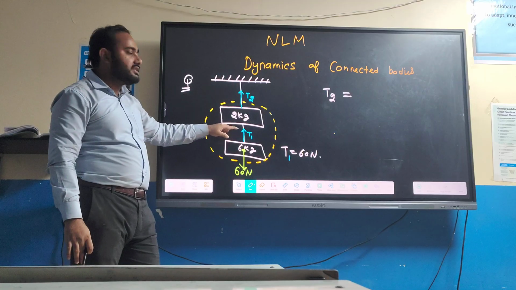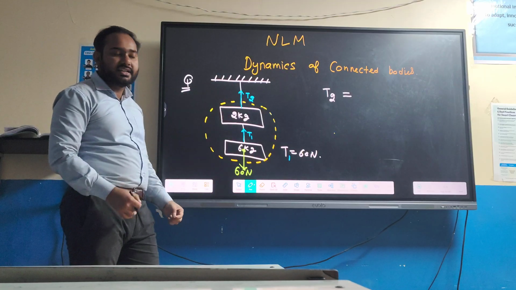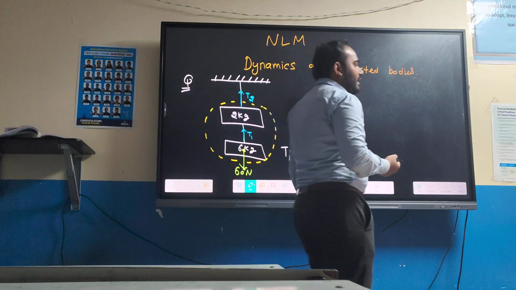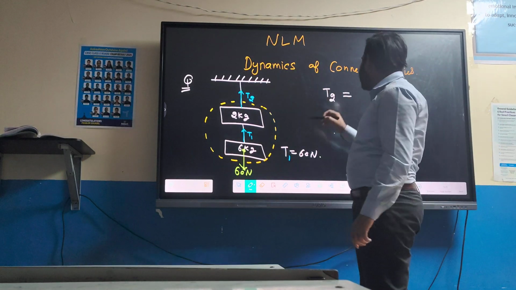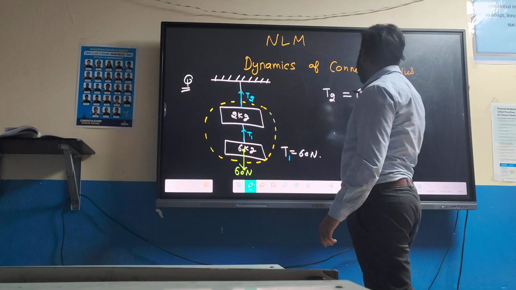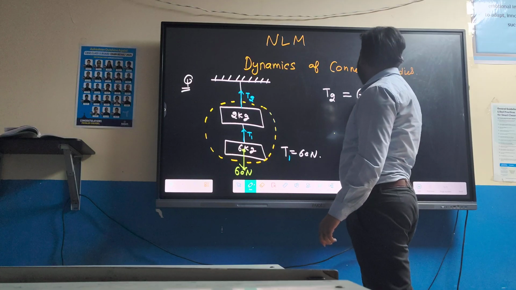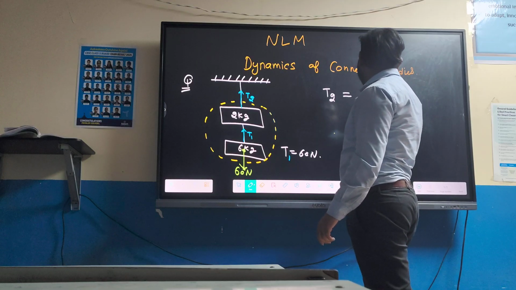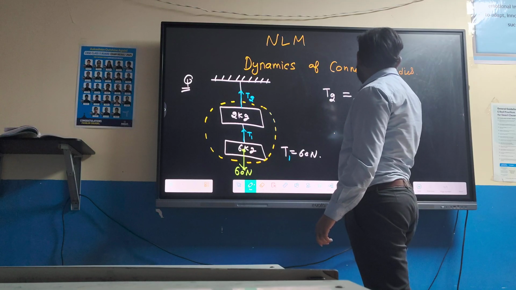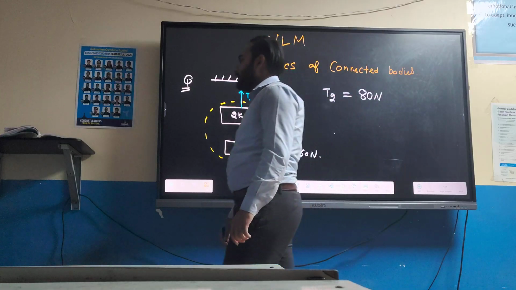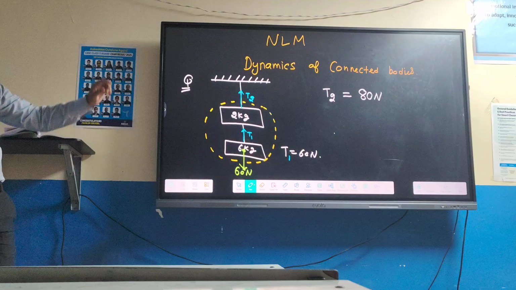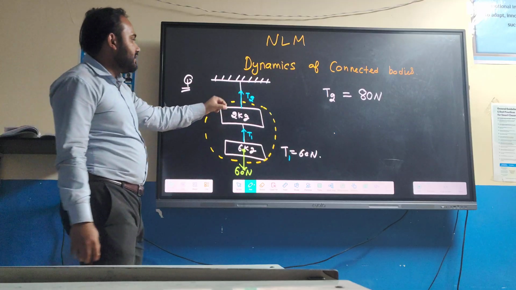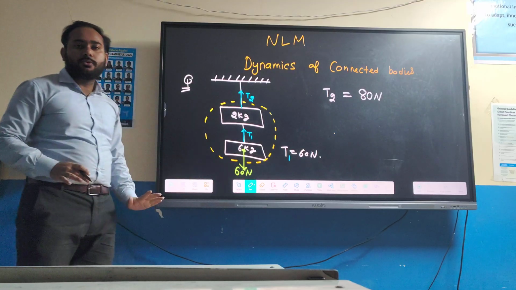The total mass will be 6 kg plus 2 kg, that is 8 kg. And the gravitational force formula is m into g. The total mass is 8, and taking the gravity value as 10, that is 80, and the unit of force is Newton. So here I can say that the tension in the upper string is 80 and in the lower string is 60. This was a basic problem.